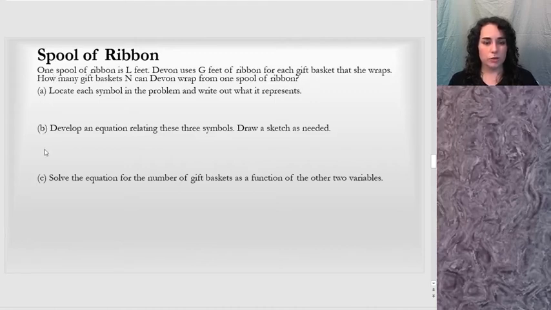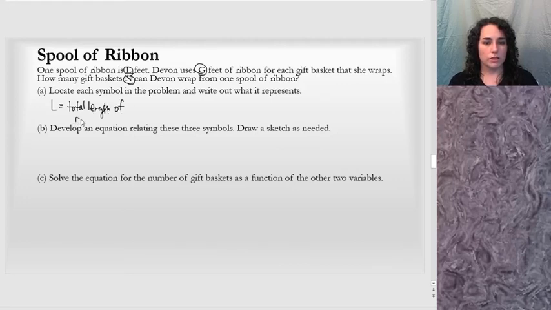Okay, so this is broken up into parts. Let's just do the first part here. Locate each symbol in the problem and write out what it represents. Okay, so I'm going to say here there's three symbols, L, G, and N. Yes, L. One spool is L feet, so I'm going to locate each symbol. So I have L, and write out what it represents. So, and when it says write out, that means like write words. I don't have numbers here, and that's not what it's referring to. It says write out what it represents, not what it equals, right? What it represents. So L is the, I'm going to say total length of ribbon.